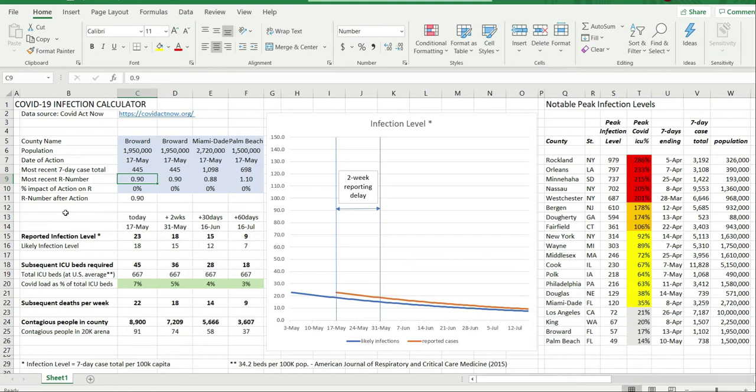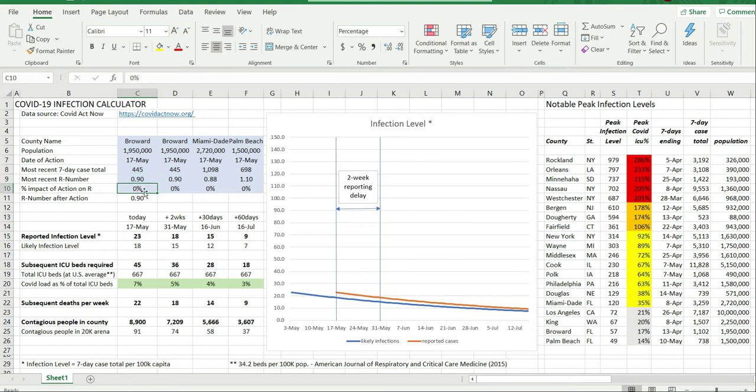When R is equal to 1, 100 this week infect 100 next week, and 100 and so forth. So the number of infections stays constant. But when R is greater than 1, that's when you have a problem. So for example, if R is 2, which is a crazy high number, 100 people this week who are contagious will infect 200 people next week, and those 200 will infect 400 the following week. And that leads to that explosive exponential growth that has been talked about. So that's the R number.